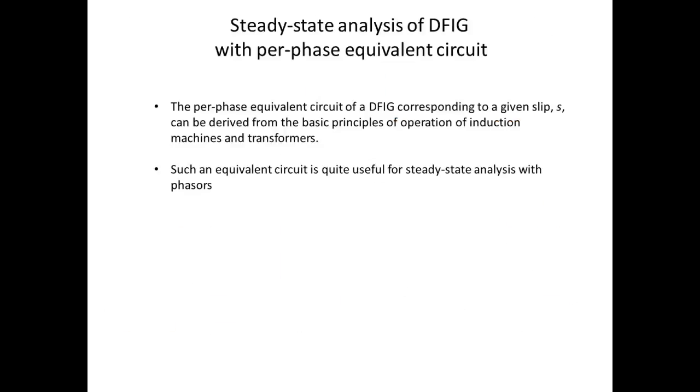So we will be doing the steady-state analysis using the per phase equivalent circuit of the DFIG machine. The per phase equivalent circuit corresponds to one given slip value, slip s. So you will see that in the per phase equivalent circuit, several of the parameters like the effective rotor resistance, the rotor leakage inductance, or the voltages applied from the rotor side converter will be defined with respect to the operating s, and that forms the operating condition for that particular analysis.